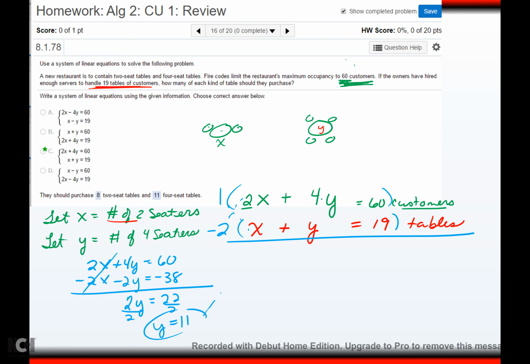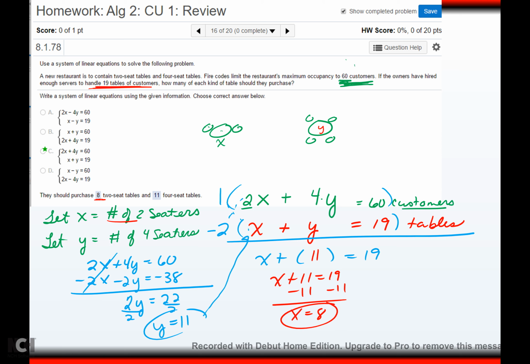Substitute it back into one of the originals. So I have x plus parentheses equals 19. My y parentheses is 11, so I have x plus 11 equals 19, minus 11. X equals 8. So there should be 8 2-seat tables and 11 4-seat tables. And if you check it, that's a total of 19 tables. And if you have 2 people for this, that's 16 people. 4 people for that, that's 44, which is a total of my 60 customers.